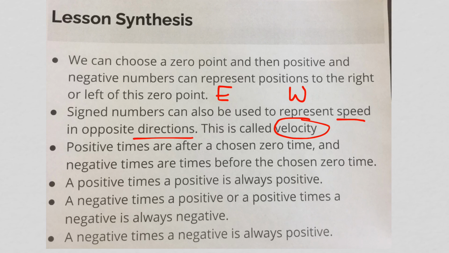A positive times a positive is always a positive. So positive times a positive equals a positive. A negative times a positive, or a positive times a negative, is always negative. So positive times a negative is equal to a negative. And a negative times a negative equals a positive.